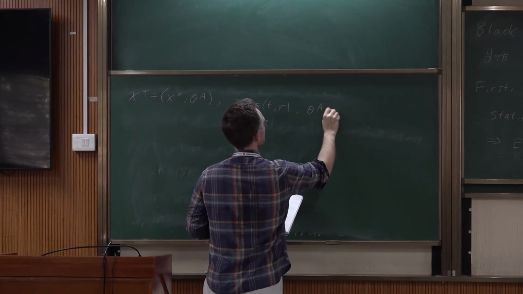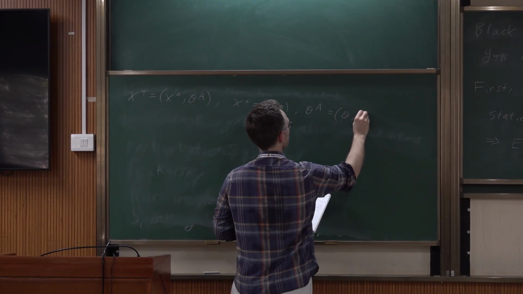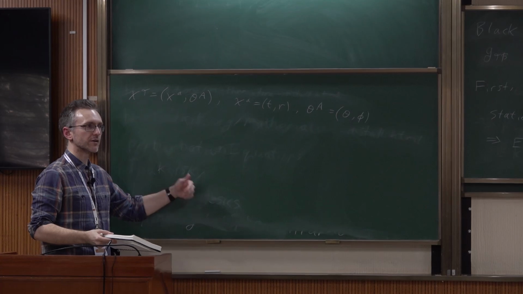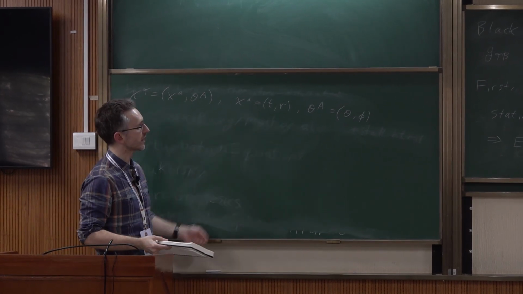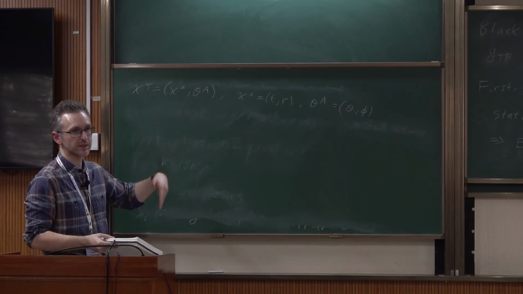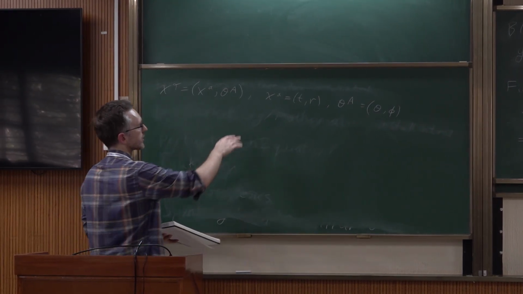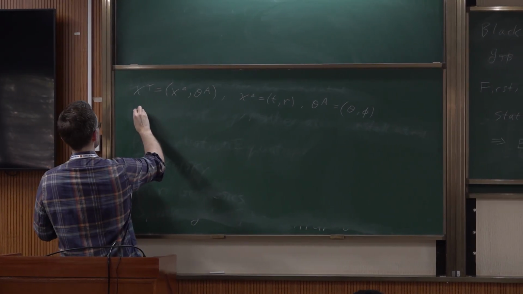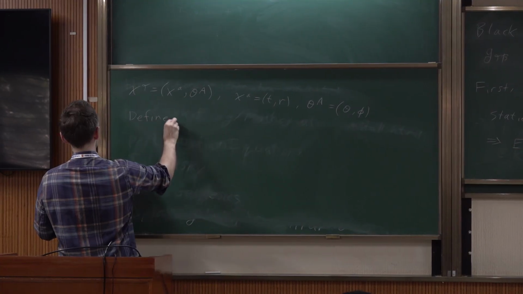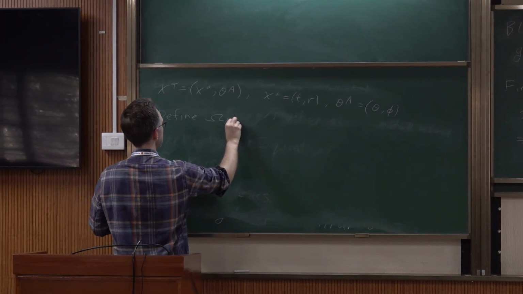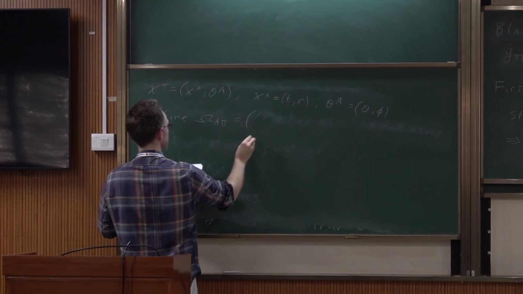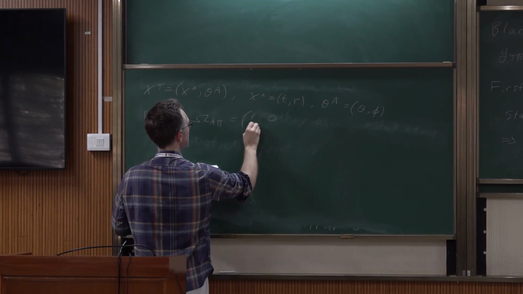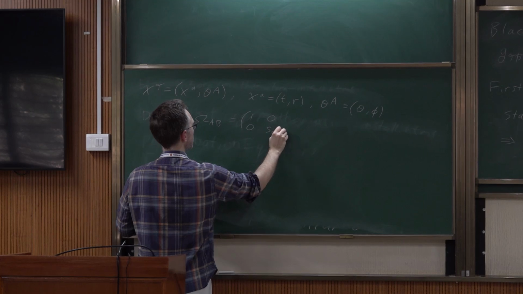And then theta^A is theta and phi. Again, they don't have to be theta and phi. They can be any coordinates on the sphere of constant t and r. But for simplicity, you can think of them as just theta and phi. So these are the ordinary Schwarzschild coordinates in that case. So then I'm going to define the metric on the unit 2-sphere, which in ordinary theta, phi coordinates is given by 1, 0, 0, sine squared theta.